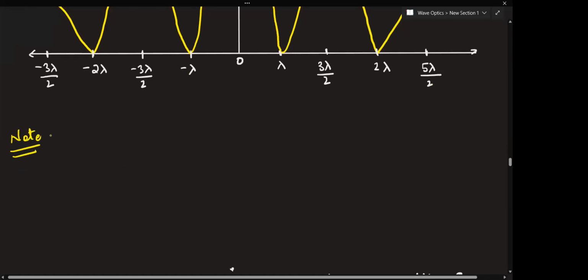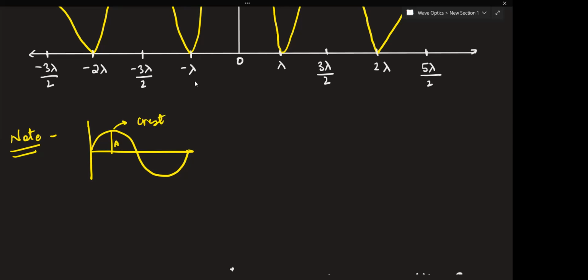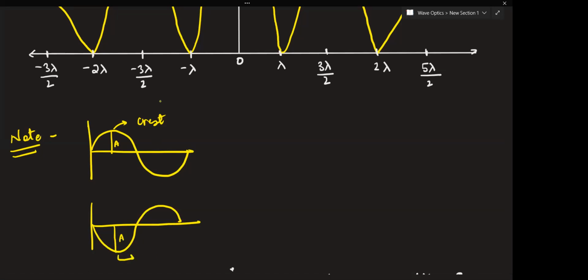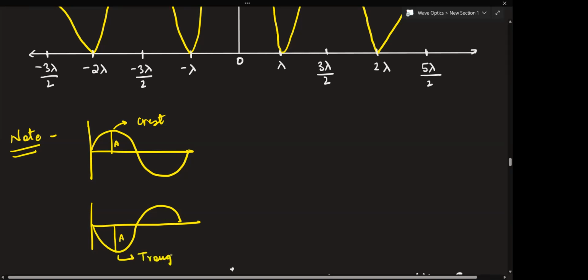Just note down this: what happens if this is a wave. This is the amplitude of the wave, and the portion that we get above, the bulging part, is known as the crest. From your basic knowledge, you are all aware of this. Similarly, this part is again the amplitude. This is known as what? Any idea? Trough, exactly. This is known as trough.